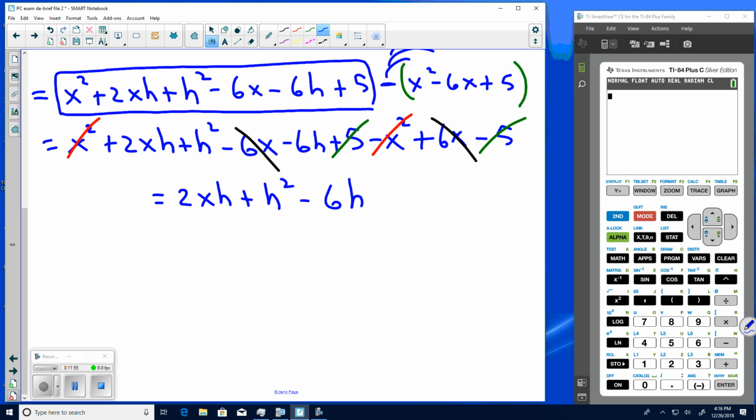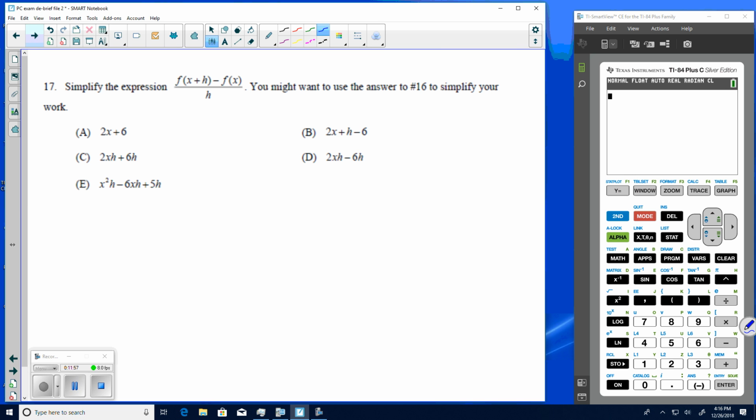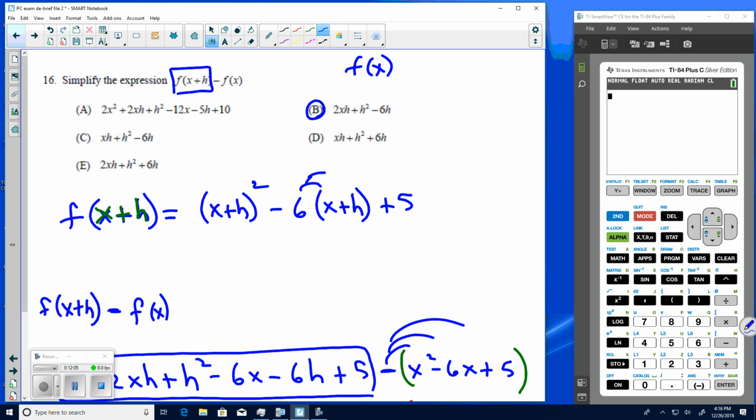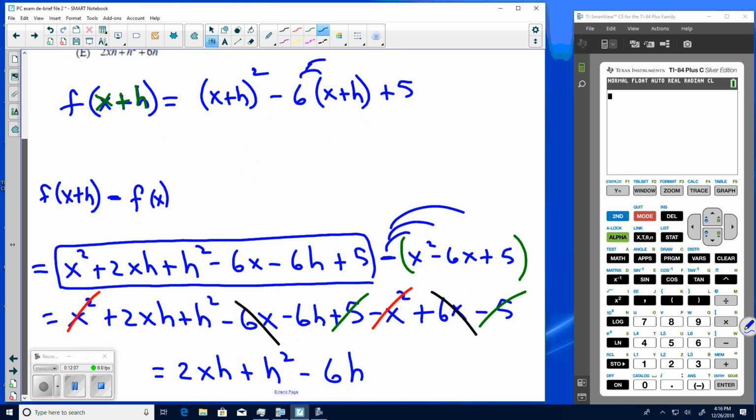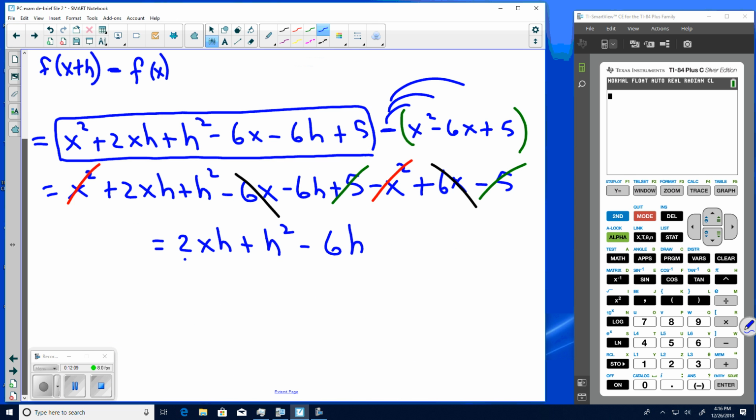So the next problem was to find what you had at the beginning. You might want to use the answer you had and then divide it by h. So if I just go back to our previous one here, this is our final answer here. And if we divide this by h, that should give us the answer to the next question: f of x plus h, take away f of x, over h.